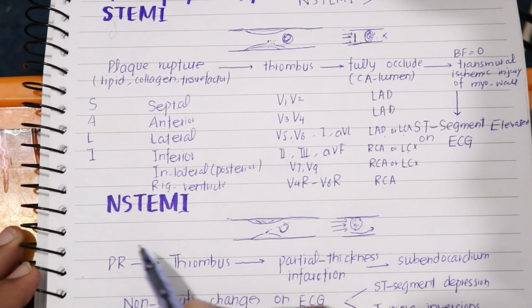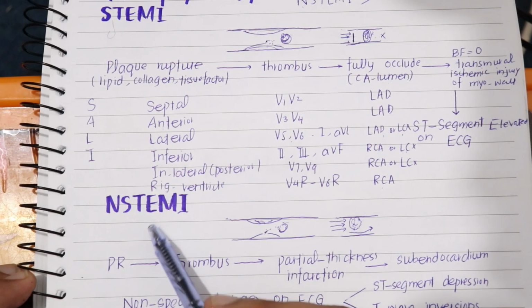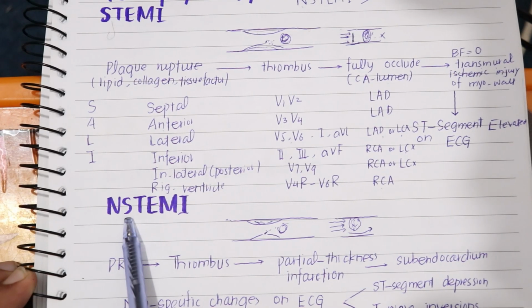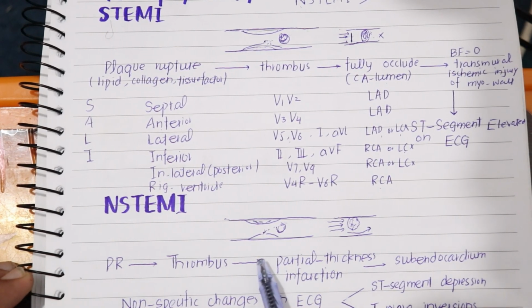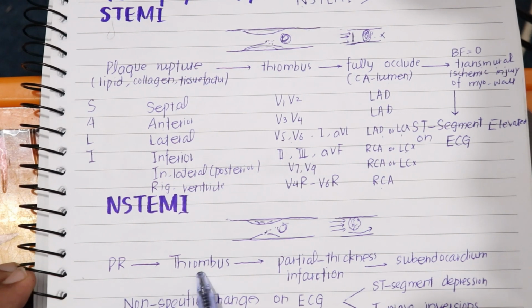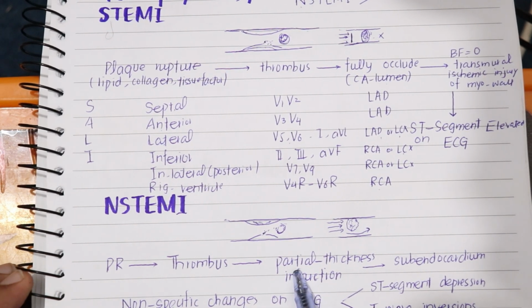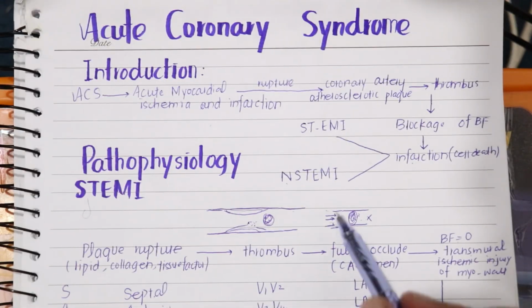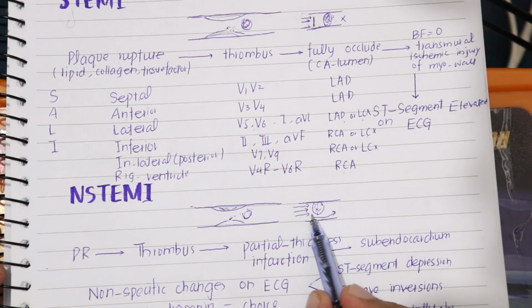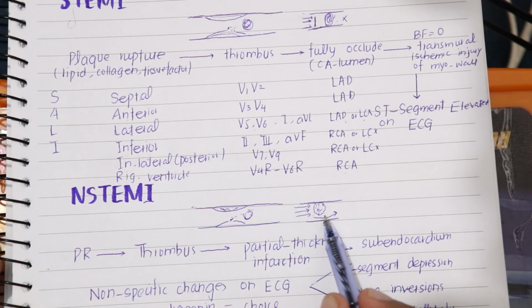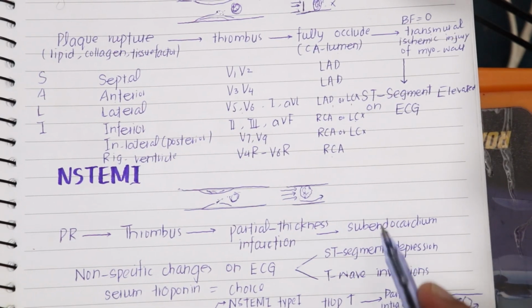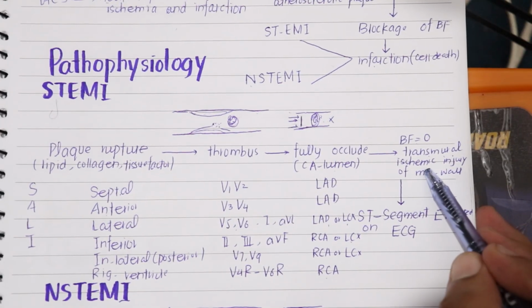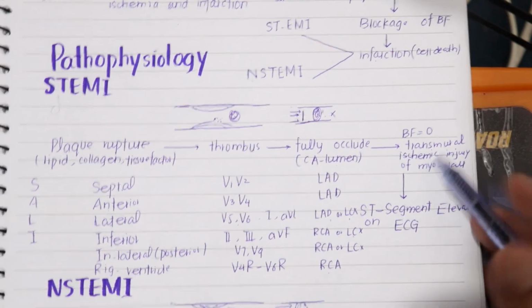Now come to NSTEMI, non-ST segment elevated myocardial infarction. It means that on ECG there would be no ST segment elevation. What happens in pathophysiology? Plaque rupture happens, there is thrombus formation, but this thrombus causes partial thickness infarction. The whole lumen is not occluded. A small space is left and blood flows through it. It means it's not completely occluded. Only the subendocardium is infarcted, while in case of STEMI, the whole transmural ischemic injury has happened.